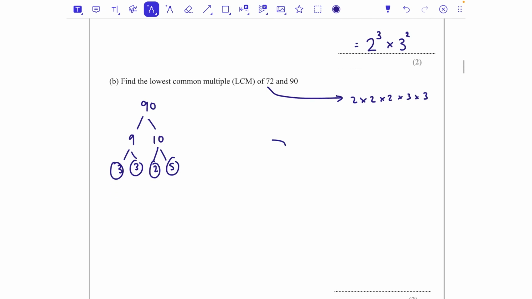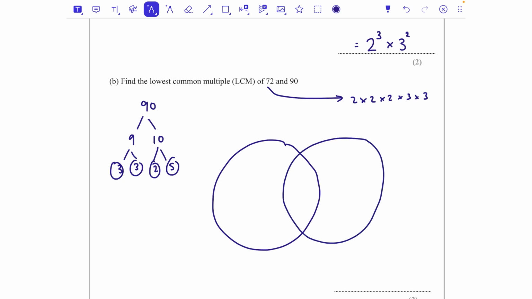And I'm then going to do a Venn diagram. And I'm going to have 72 on one side. Let's do it over here because I've got my 72 up here. And 90 on the other side. And what they've got in common can go in the middle.